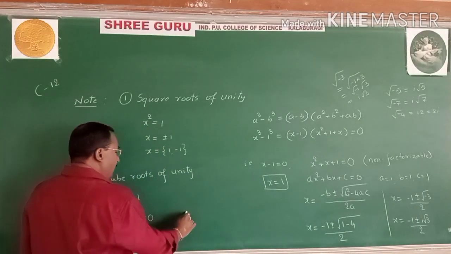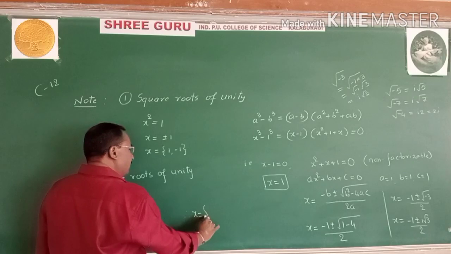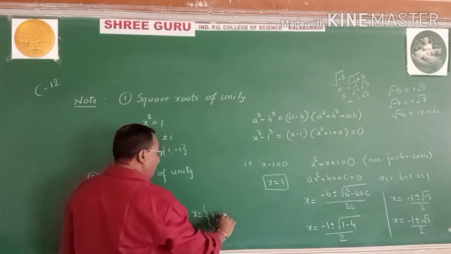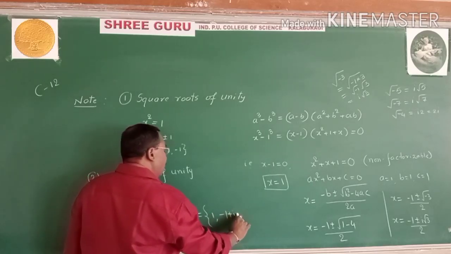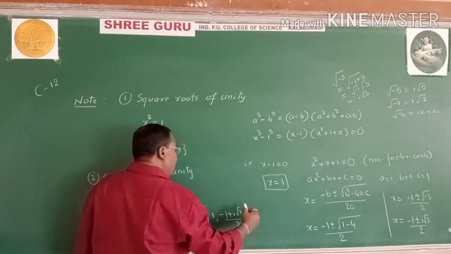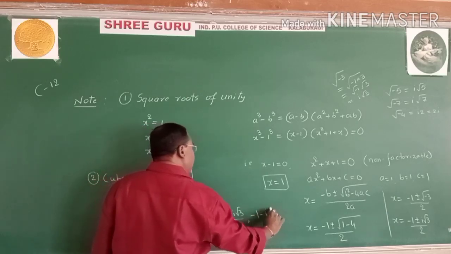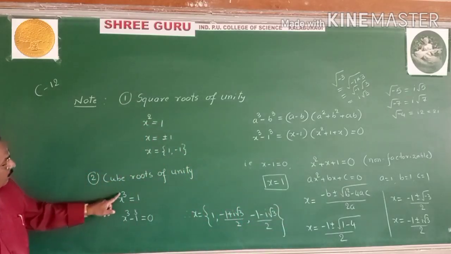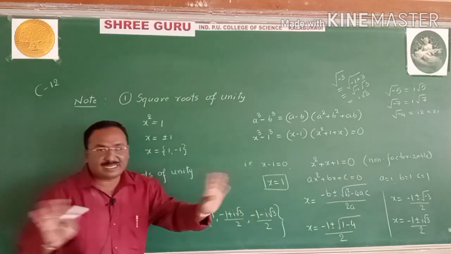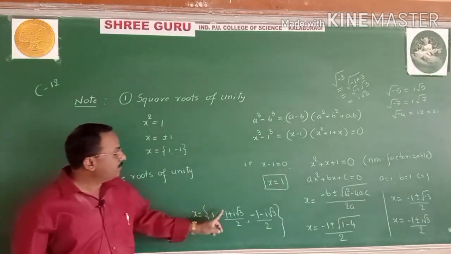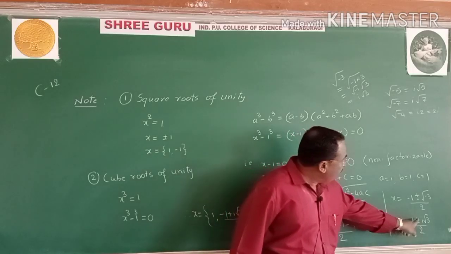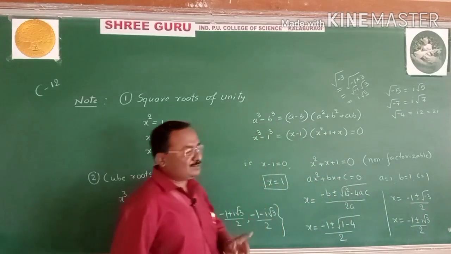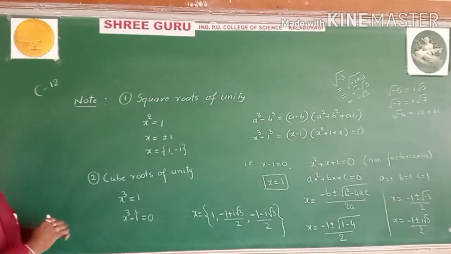Therefore the roots are, first one value is what? 1. Second one, here two values, one positive, one negative: minus 1 plus i root 3 divided by 2. Another one value, minus 1 minus i root 3 divided by 2. Any doubt? Here cube roots, 1, 2, 3, 3 roots. Degree 3 is there, 3 roots. Plus or minus form. Understood? One positive, one negative.